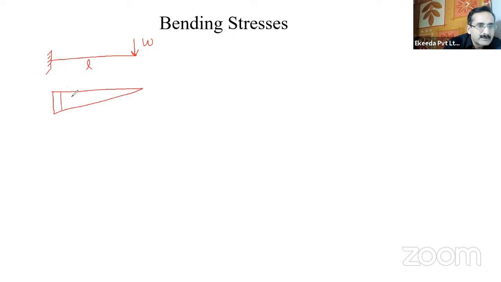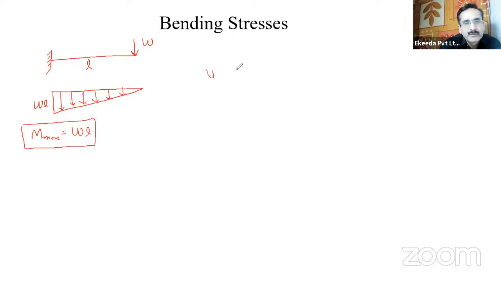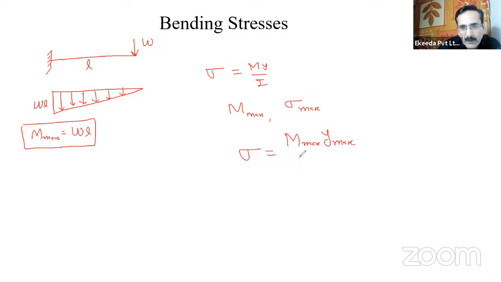This is the bending moment in case of a cantilever with point load. So this is WL. So M max in this case will be WL. Why do we need M max, the maximum bending moment? Because the stress depends on My by I. And if M is maximum, in that case, sigma will be maximum. So we want both maximum, M max and Y max.